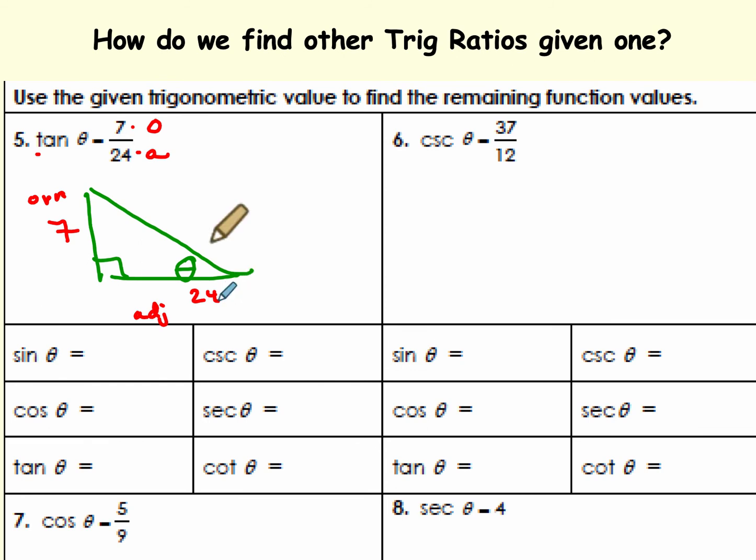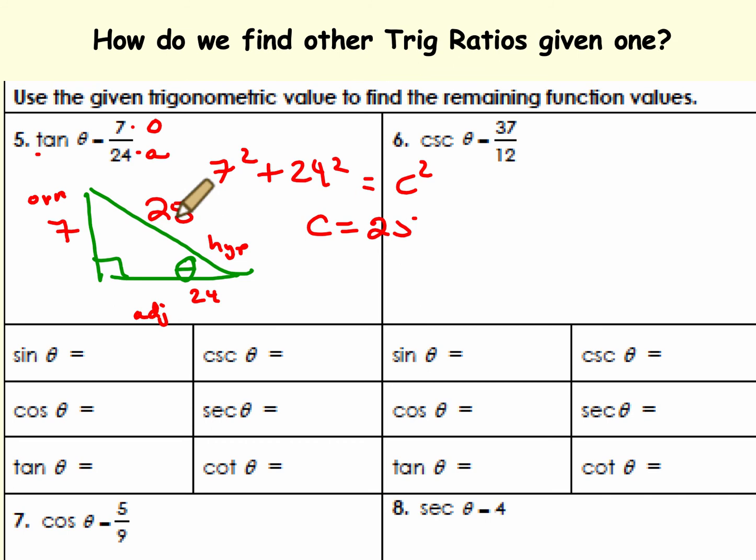So now I just got to figure out what's my hypotenuse. So using the magic of the Pythagorean theorem, I get that C is 25. But really, I just memorized the triple. But you can figure it out yourself.